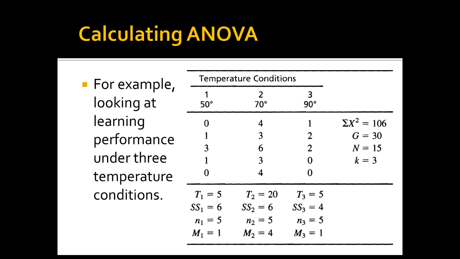So let's look at an example. Looking at performance, there are 3 different temperature conditions. So we have condition 1, which is 50 degrees, hopefully Fahrenheit, because that'd be really hot Celsius. Condition 2, 70 degrees Fahrenheit, and then condition 3, 90 degrees Fahrenheit. And there are the data, the performance of each individual. So you have the rows for each individual. And then they summate a lot of it for you. So you see the summation of x squared equals 106, summation G equals 30, N equals 15, K equals 3.